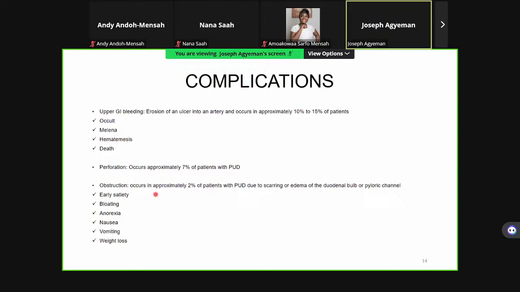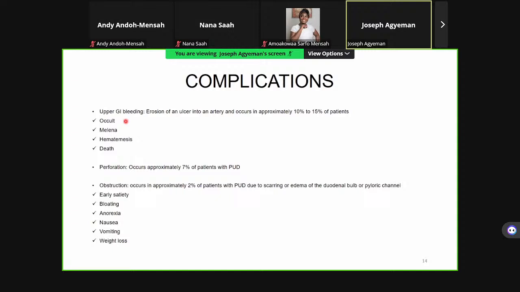Okay, so somebody will get an ulcer and it may be that extensive and complications may set in. So what are some of the common complications of peptic ulcer disease? Of course, peptic ulcer disease is a wound, so it can bleed at any time.